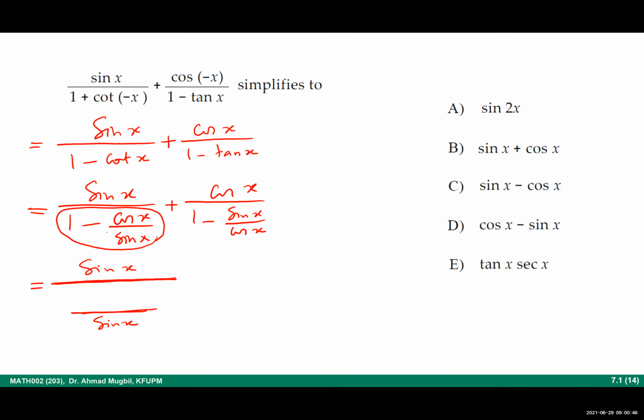What will we have here? Sine x minus cosine x. Thank you. You're right. And the same with the second fraction. We will do the same here. So it will be cosine x over, this is the main fraction bar. Be careful. It will be cosine x minus sine x over cosine x.